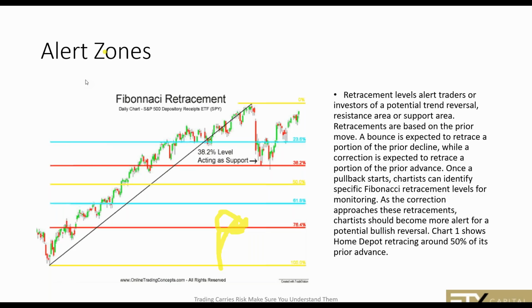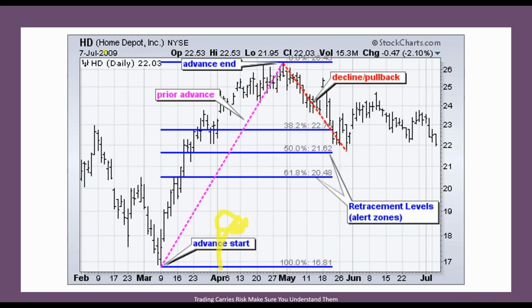Once a pullback starts, chartists can identify specific Fibonacci retracement levels for monitoring. As the correction approaches these retracements, chartists should become more alert for a potential bullish pullback. Alert zone, keep those in mind. It's very important that you don't get stuck on these defined, for-sure numbers.